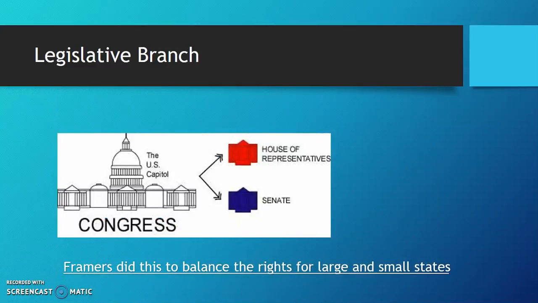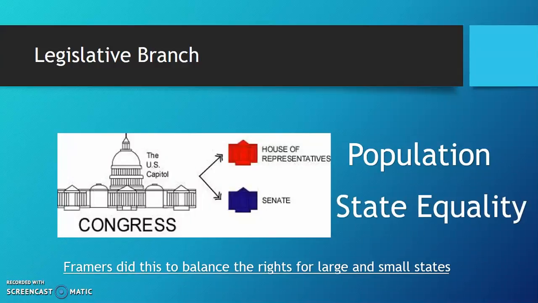Now, when we take a closer look at Congress, like we see here, we have our House of Representatives, which we know is based on the state's population. So the more population you have, the more representatives your state is going to have in Congress. Senate is state equality, which means that each state has 2 senators, no matter their population. Framers, they did this to balance the rights for small and large states. We learned this when we debated in our Constitutional Convention simulation, and we came up with what was called the Great Compromise.